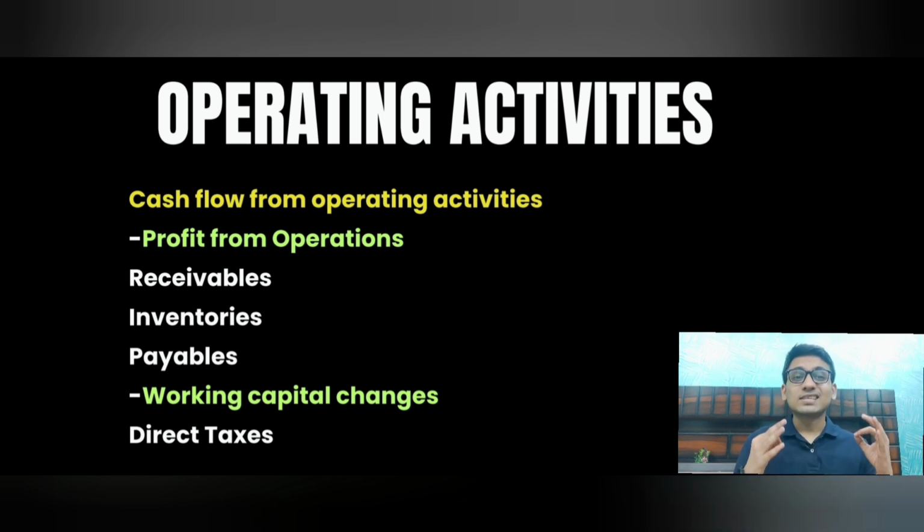Third is inventories. Inventories refer to the stock that a business holds. And next are payables. Payables refers to the amount of money that the business has to pay to its suppliers. However, payables state that the business is holding more cash rather than giving it out to its suppliers. Now all these lead to the changes in the working capital. And next are direct taxes, which refers to the taxes paid to the government from the core business operations.